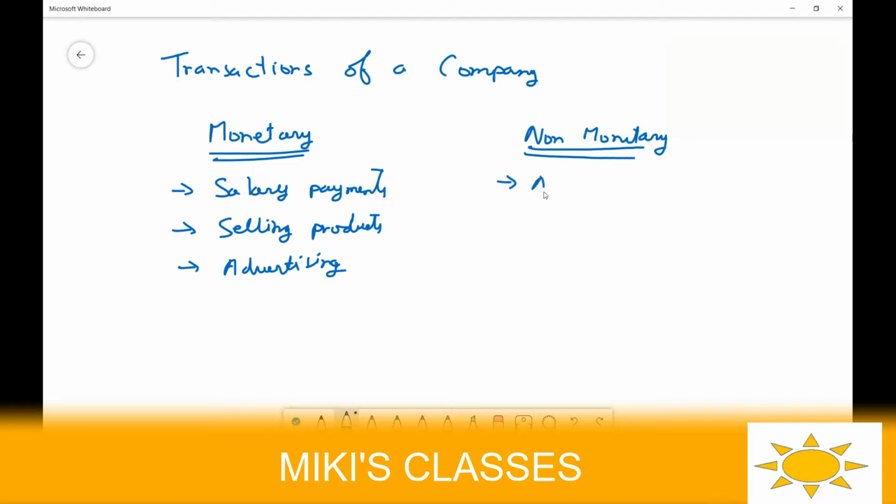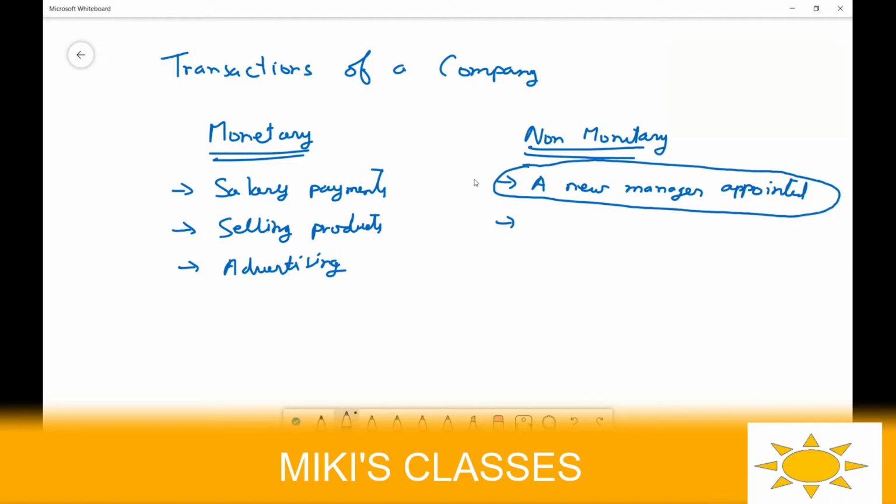Like for example, a new manager has got appointed. There can be plenty of examples; I'm just giving you one or two so that you understand. A new manager has got appointed. In monetary terms, this might not be a monetary transaction. I know the company has to pay him salary, but for now, only the appointment has happened, right? When it comes to paying the salary, that's a monetary transaction.